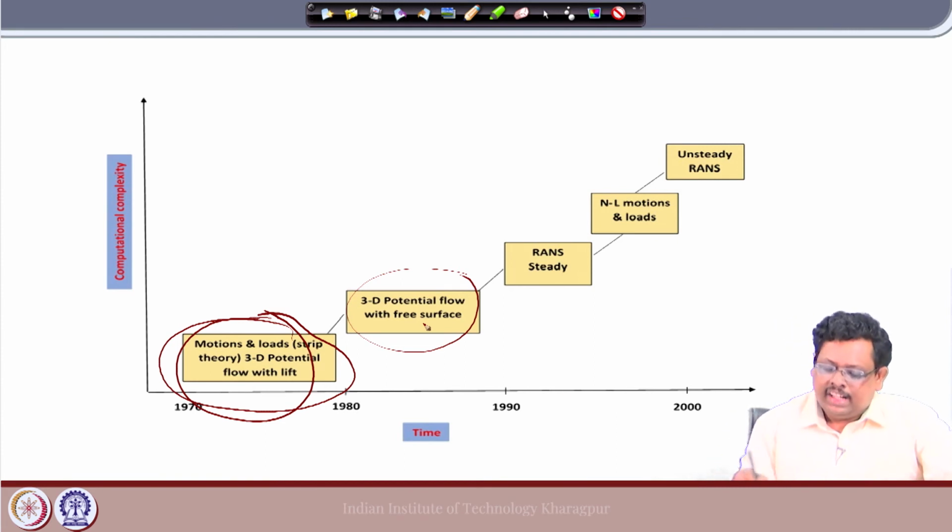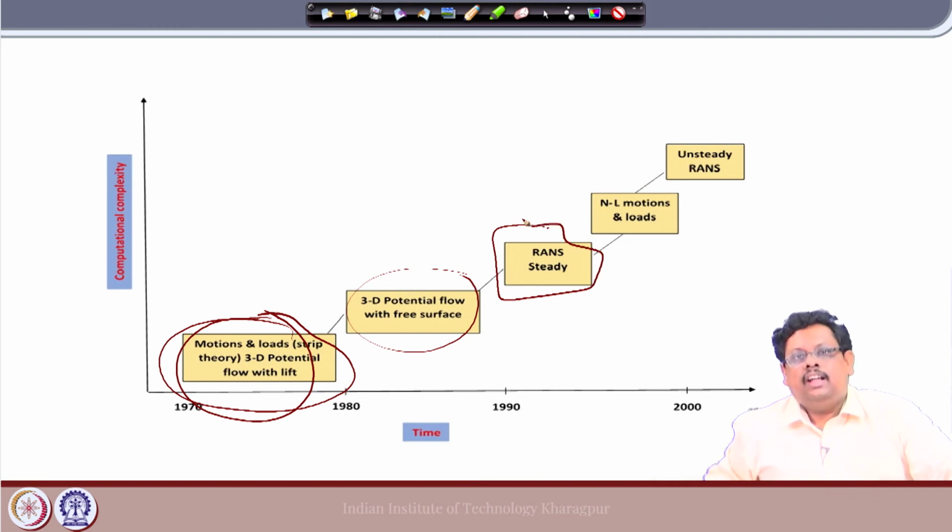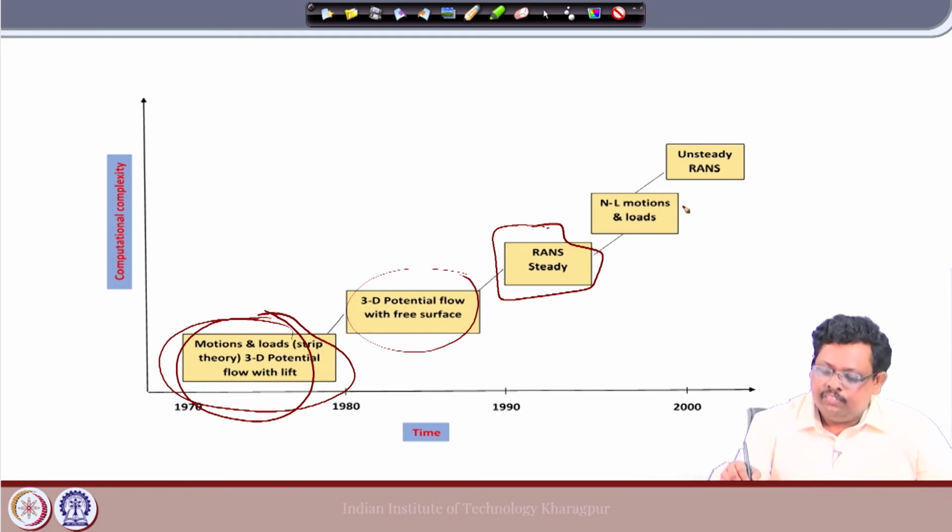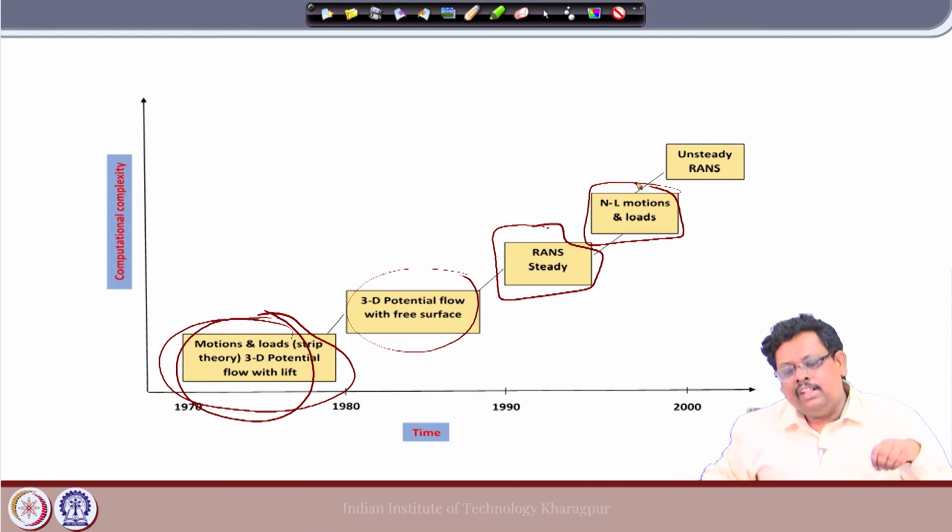From the 90s, people tried to address this problem with the help of CFD, and we have RANS-based solutions. But you can see it is RANS steady, which means the solution is not particularly for the seakeeping problem; mostly it is for the wave resistance problem. That means the ship is moving in calm water, and then what type of force is acting on the ship. Such problems they started addressing during the 1990s, and from 2000 onwards we tried to address a little bit of nonlinearity in the solutions.